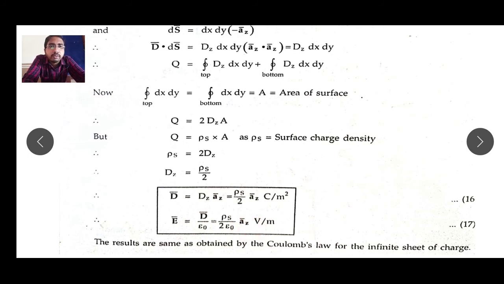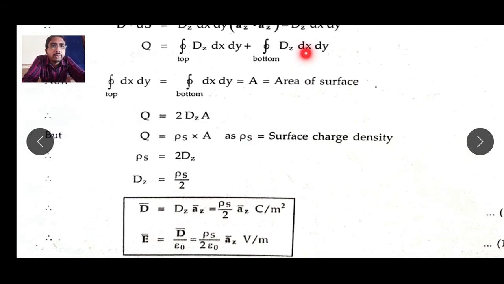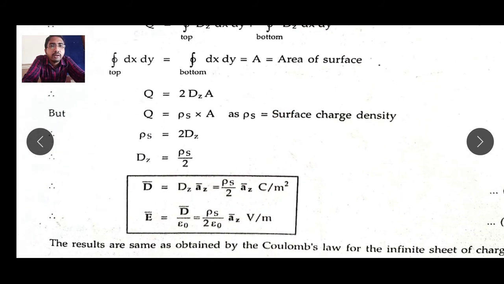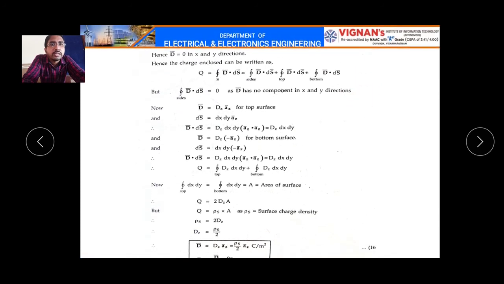Okay. So in the previous sessions, we derived the electric field intensity for an infinite sheet of charge by using the normal vector procedure, and there also we got E bar equal to rho s by 2 epsilon naught. If we apply Gauss law also, by doing all these integrations, we get E bar for the infinite sheet of charge as rho s by 2 epsilon naught into az bar, volts per meter. So this is the expression for electric field intensity due to an infinite sheet of charge by using Gauss law.